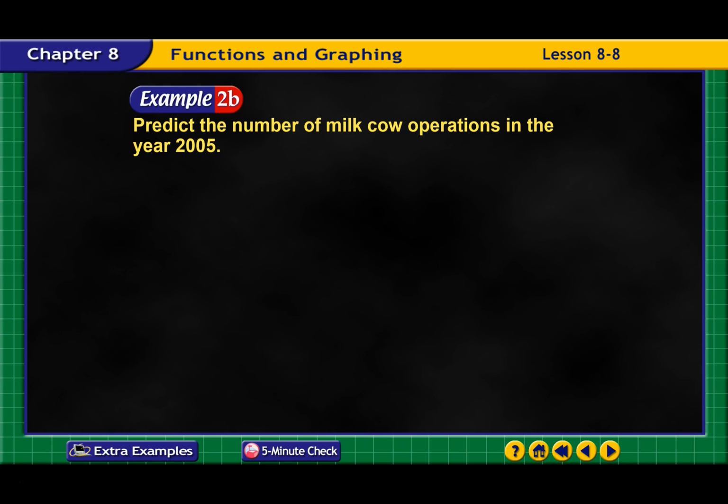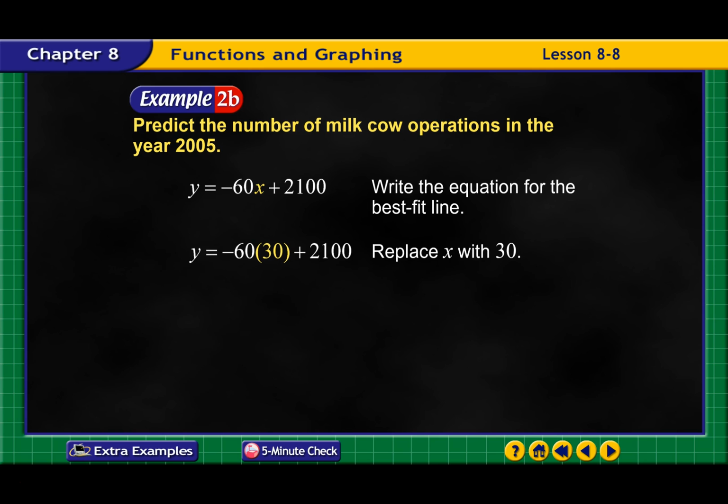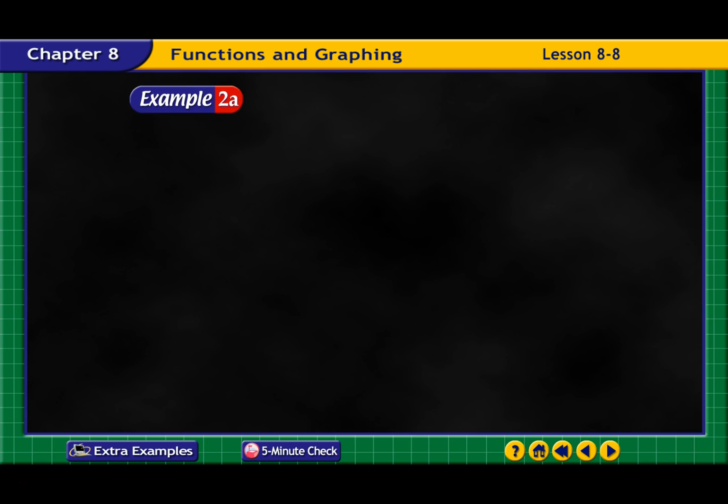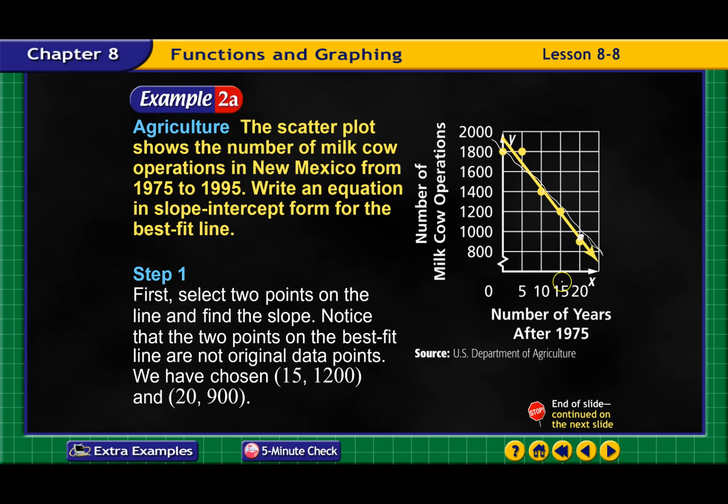All right, so predict the number of milk cow operations in 2005. All right, write the equation for best fit line. We're then going to replace x with 30. Now they get 30 from the original, or we have to go way back here. So they went 5, 10, 15, 20, they go 25, 30.